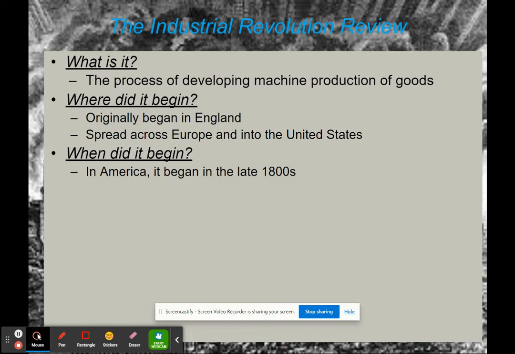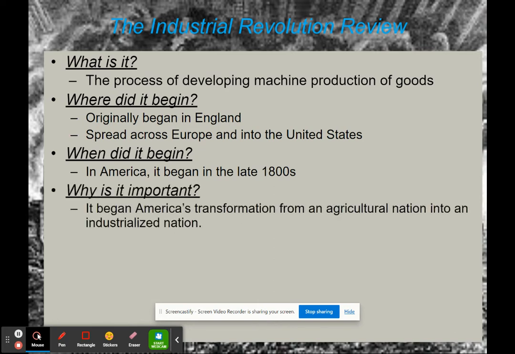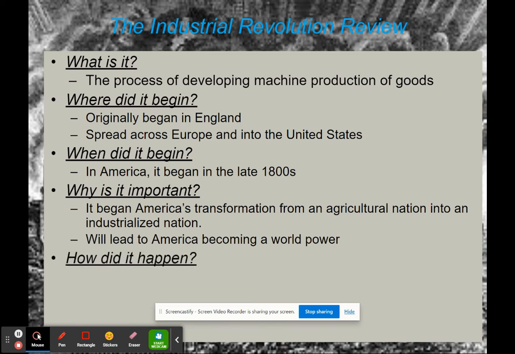In America, it began in the late 1800s, and it's important because America's transformation from an agricultural nation into an industrialized nation takes place during this time. We go from having a lot of farms to larger cities. So people are moving away from farm work, they're moving off of farms, and they're moving into industrialized cities. And this will lead to America becoming a world power.